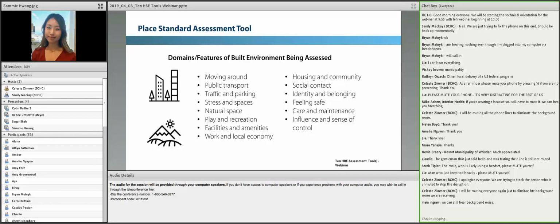So the elements in the Place Standard tool do cover most of the linkages toolkit features, maybe except food systems. However, the tool does emphasize equity quite strongly as it prompts you to think about different groups of people and how they would perceive the built environment as well. The tool can be easily used by everybody, like local government planners, HB specialists, health authorities, and even community members. So this makes it really great for community engagement purposes.